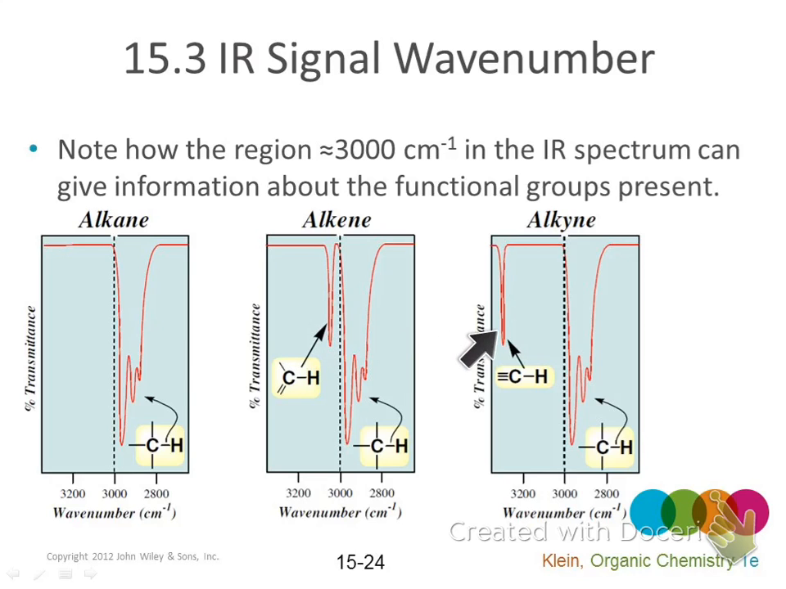If the peak is even further over, so this is just to the left, and again I say you don't usually see these that often. This is all the way out around 3250, 3300. That's the CH for a triple bond. Okay?